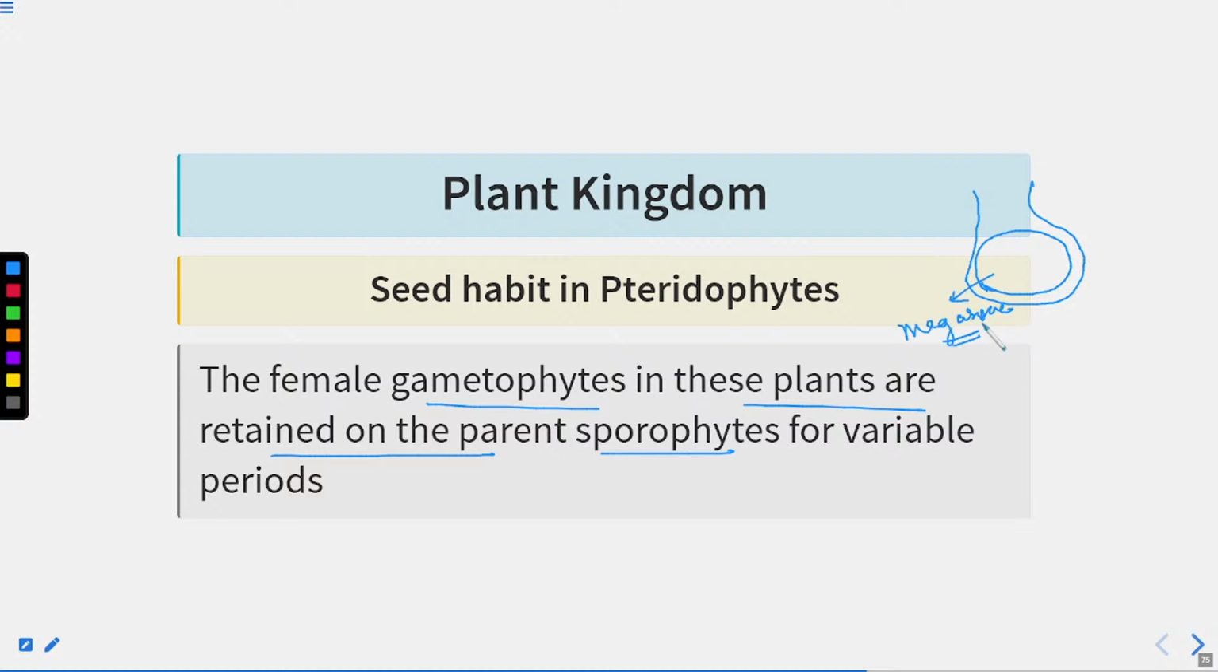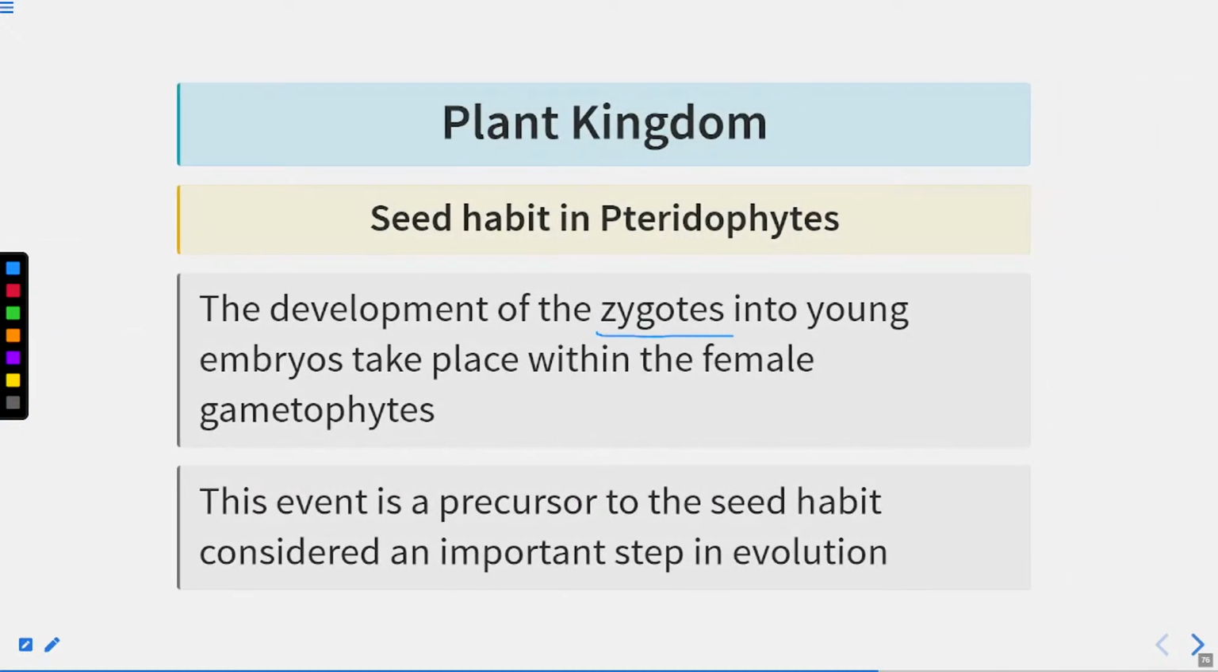Now when fertilization takes place, the egg is converted into a zygote. And where is it present? It is present inside the female plant body, that is the parent sporophyte only. The development of the zygote into a young embryo takes place within the female gametophyte. This also occurs when seed formation takes place, right? So this event is the precursor to the seed habit, considered an important step in evolution.